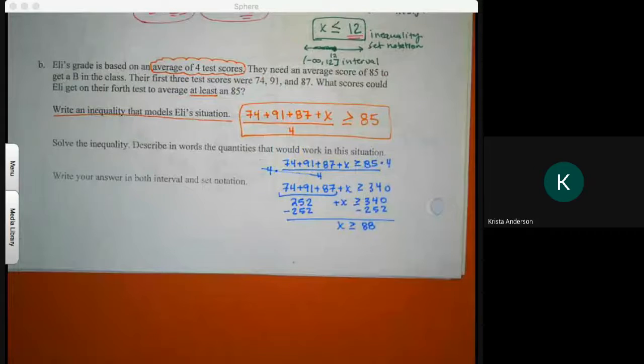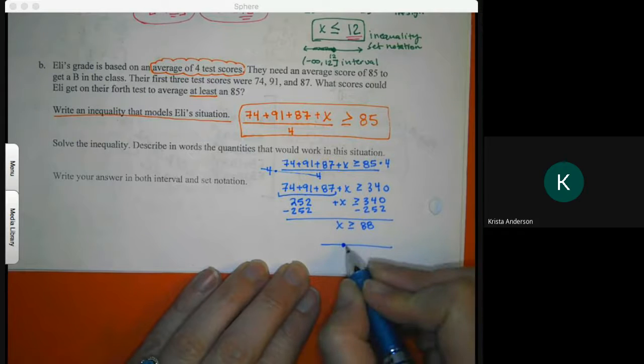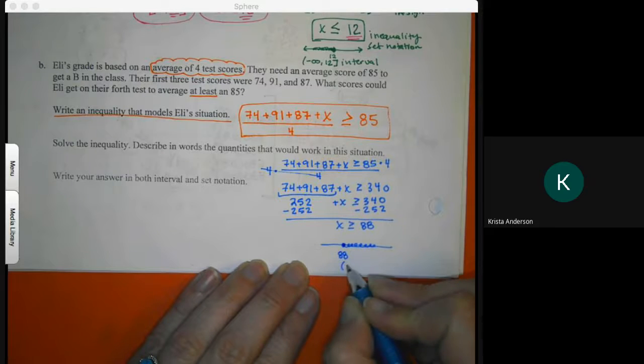Based off this information, my interval, I would have 88 with a closed dot shaded to the right, which would be 88 to infinity.